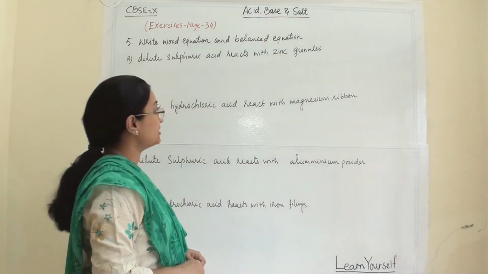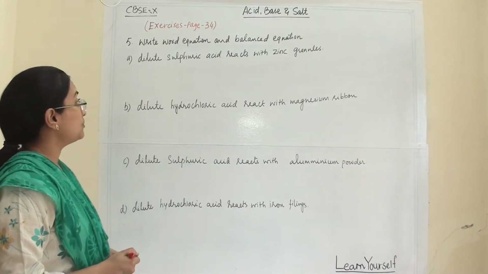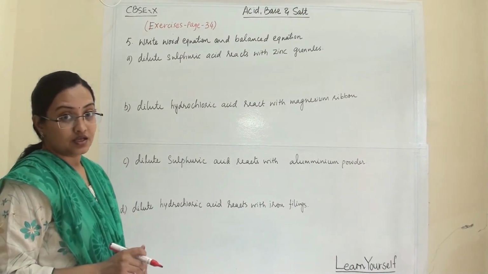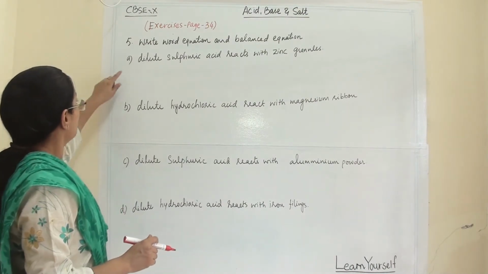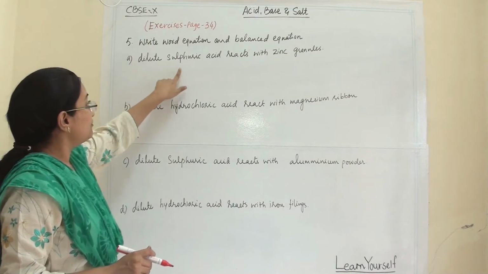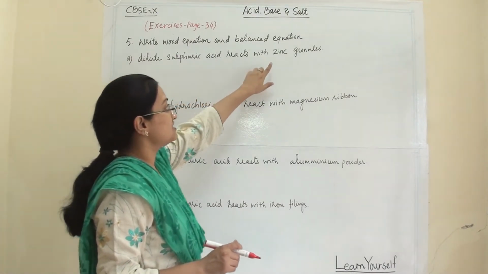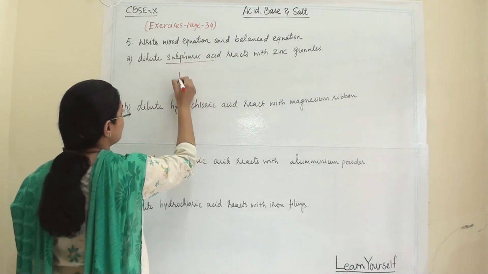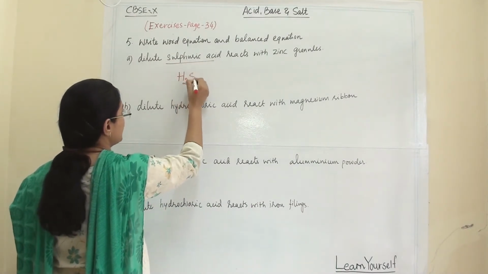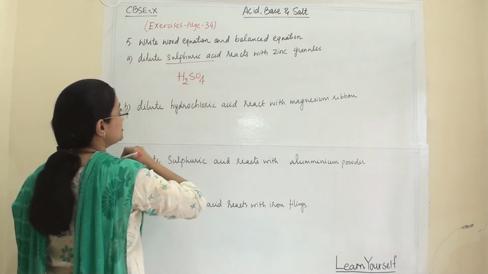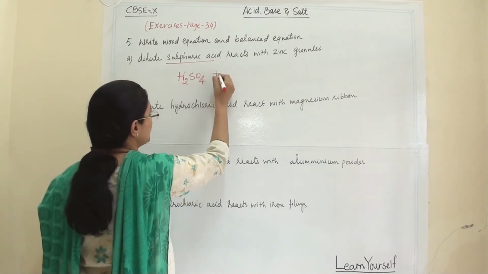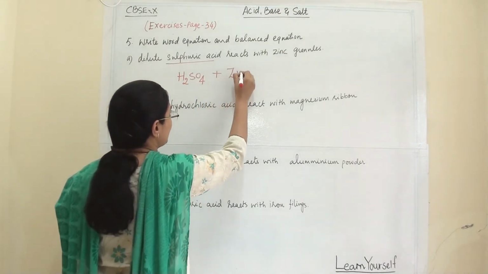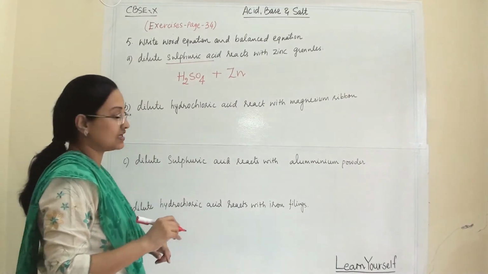Our fifth question is, write word equation and balanced equation for this. So first is, dilute sulfuric acid reacts with zinc granules. First of all, sulfuric acid. What is our sulfuric acid? It is H2SO4. So dilute sulfuric acid will react with zinc granules. So we have to only write zinc.